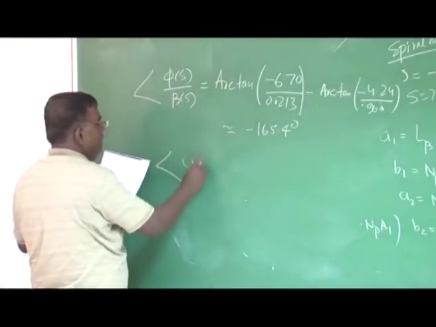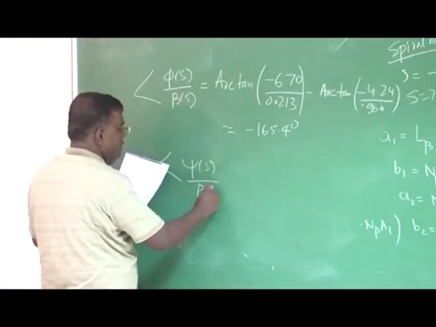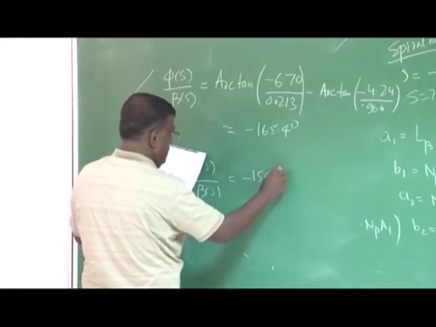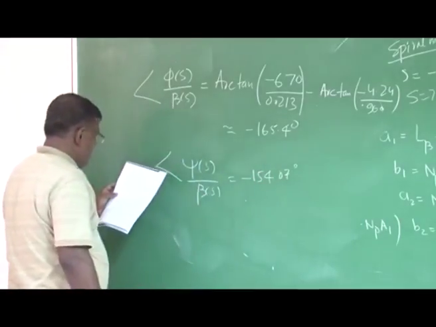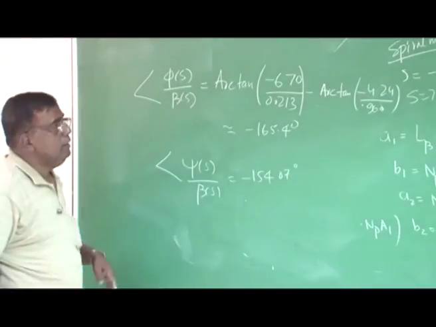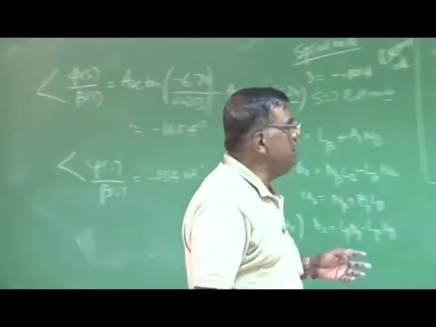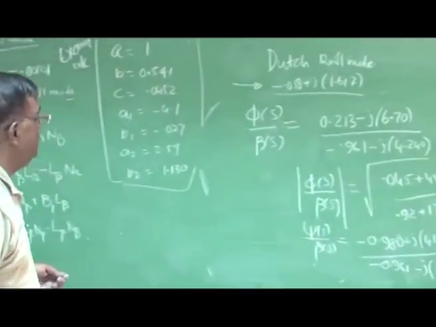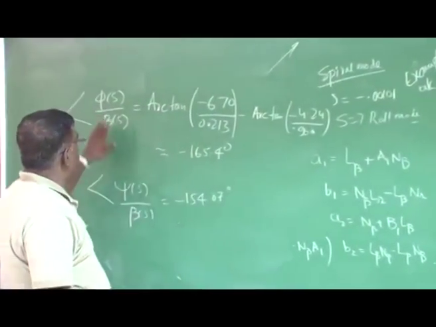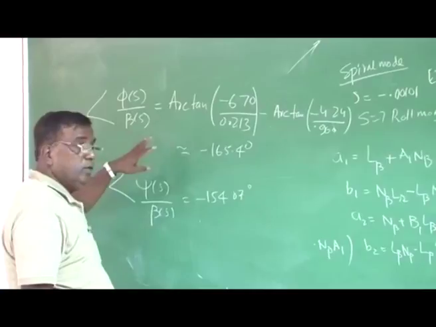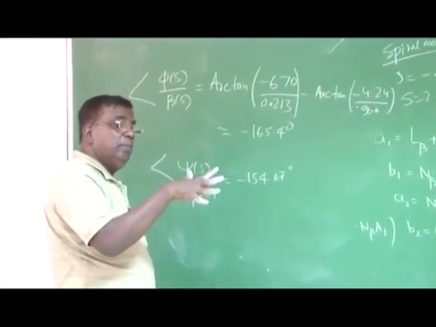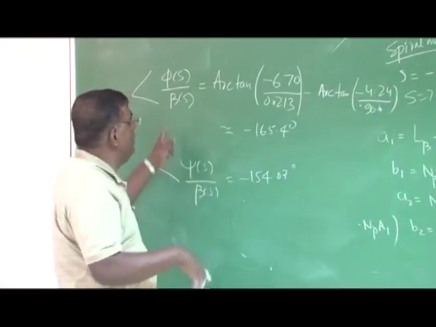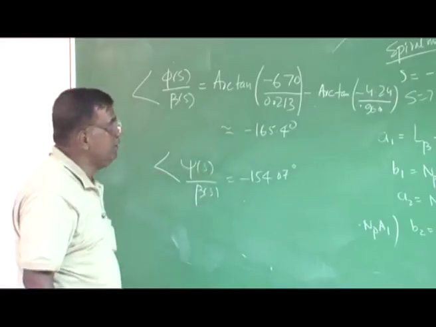A similar exercise for psi of s by beta of s, you will get this to be around minus 154.07 degree. Okay, but then how do I interpret this? Which one should I give more importance? As long as we understand the phase difference between phi and beta for a Dutch roll, that means when phi is becoming positive, beta is not becoming positive at the same time. That is very important. There is a phase difference of 165.4 degree.